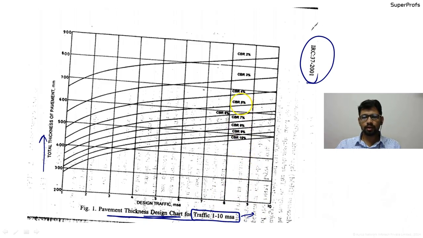So here consider one chart. Suppose your CBR is 5%, then what is the pavement thickness? From here you will get the pavement thickness. It is a very simple method. But what I have not yet discussed in the class is how to find out this MSA, the million standard axles. We have just discussed the formula for this. Let us now discuss numerical examples based on this.